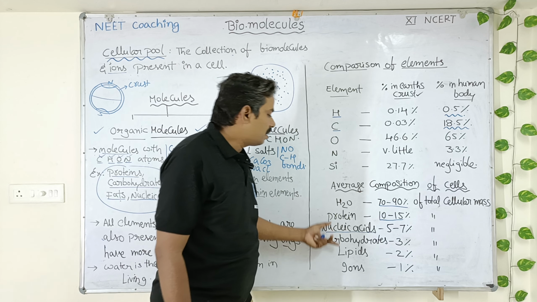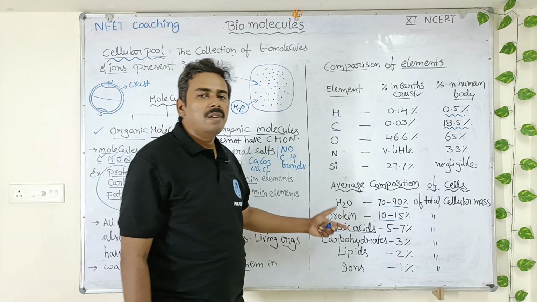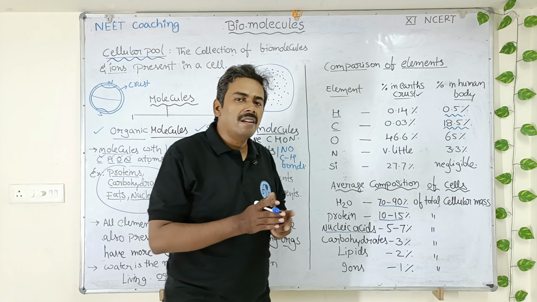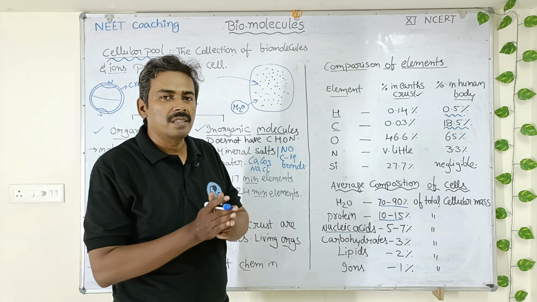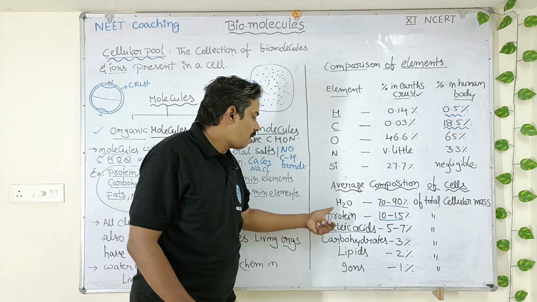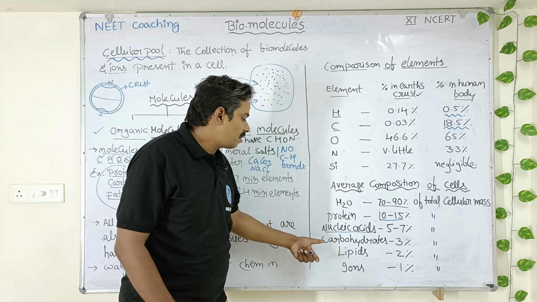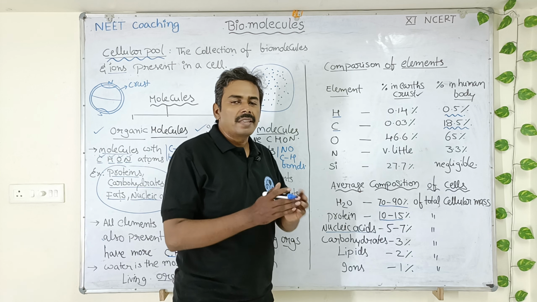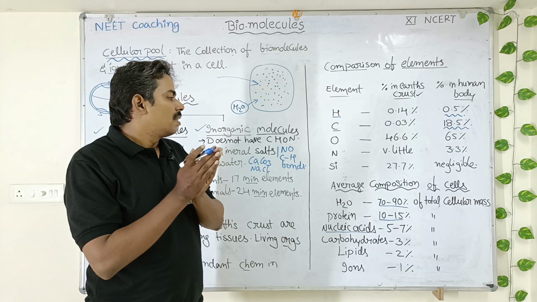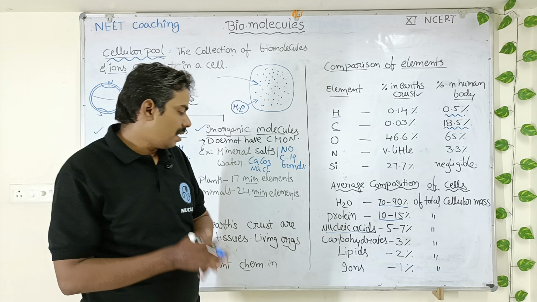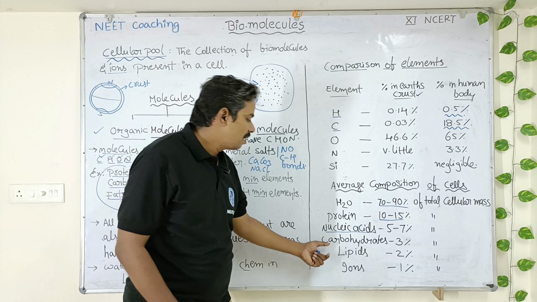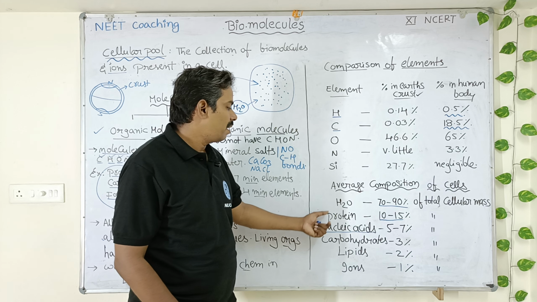So students, here I have represented the table in descending order. A question will be asked in the NEET examination: what is the descending order of different components present in the cell according to their total cellular mass? Descending order: first is water, next protein, nucleic acids, carbohydrates, lipids, and ions. The same question can be asked in another manner: what is the ascending order of the percentage of different components in the cell? Ascending order: least is ions, next lipids, carbohydrates, nucleic acids, proteins, and water.